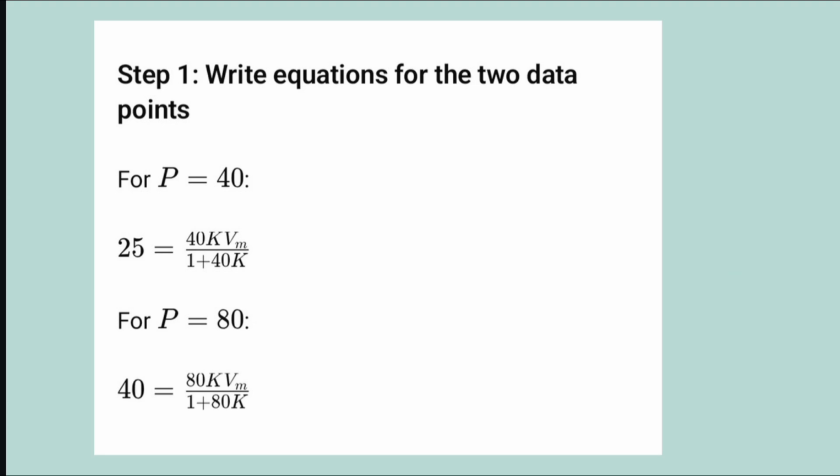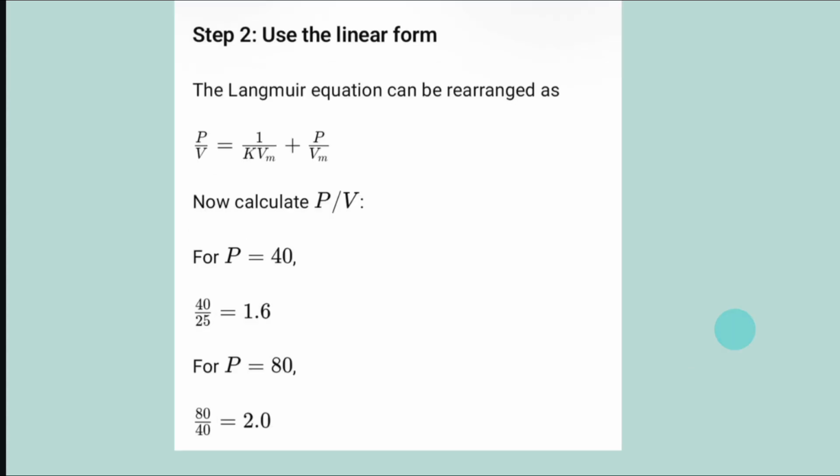In step 1, write equations for the two data points. For P is equal to 40, now substitute values. 25 is equal to 40 KVm divided by 1 plus 40 K. For P is equal to 80, 40 is equal to 80 KVm divided by 1 plus 80 K.